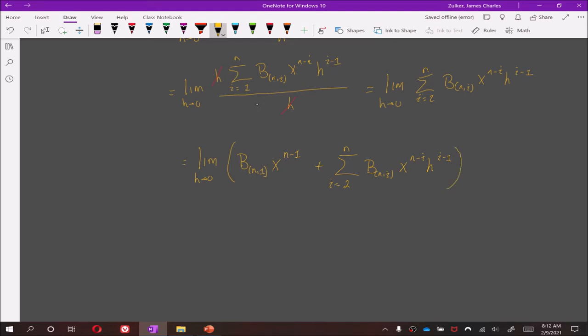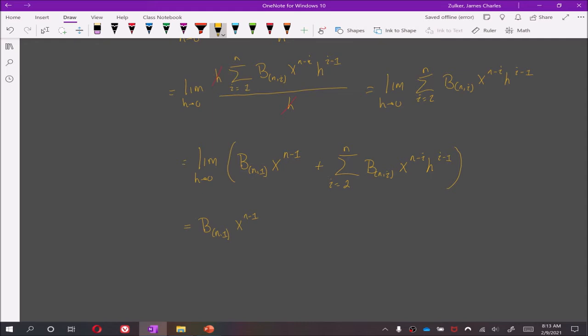If you now notice, every term in this sum has an h. So as h goes to 0, this entire summation will go to 0. It's just the sum of a bunch of zeros. So this is what we're left with.